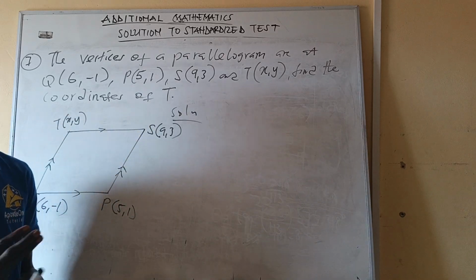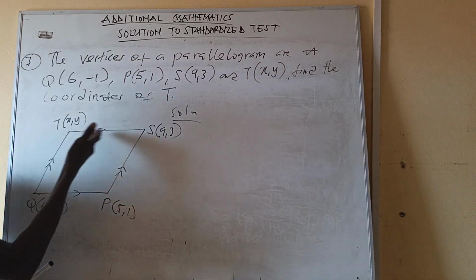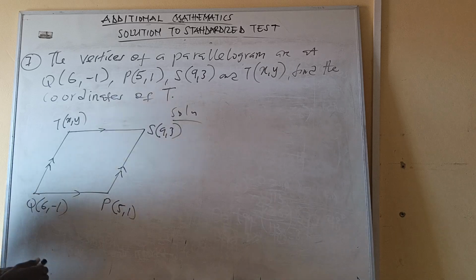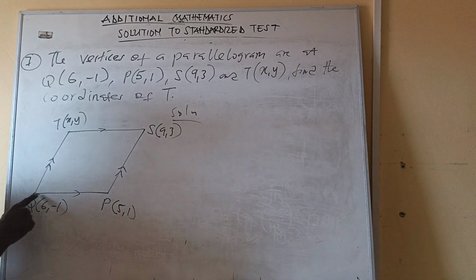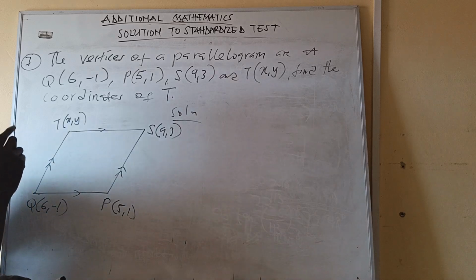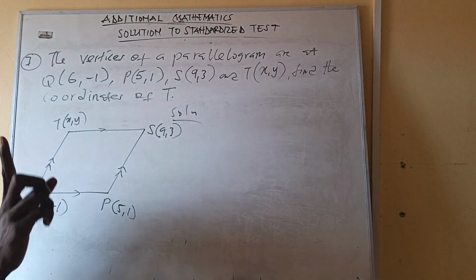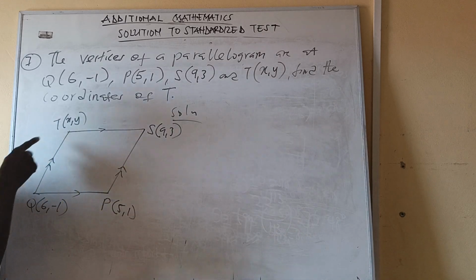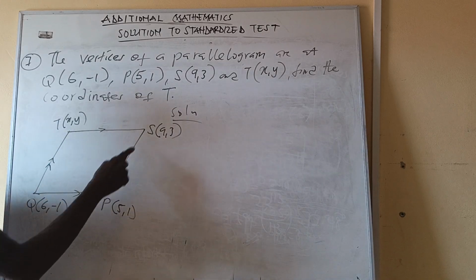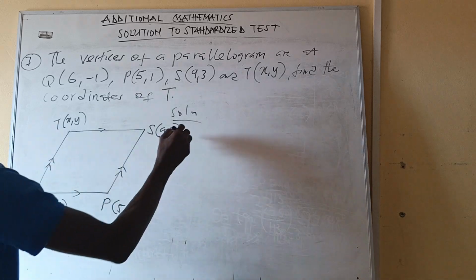One thing you're supposed to know about a parallelogram is that this side and this side are parallel. When they are parallel, it means that QP is supposed to be the same as TS. QP is the same as TS. Don't forget, QT is also the same as PS. So you can use any of them to get the answer for the coordinates of T.